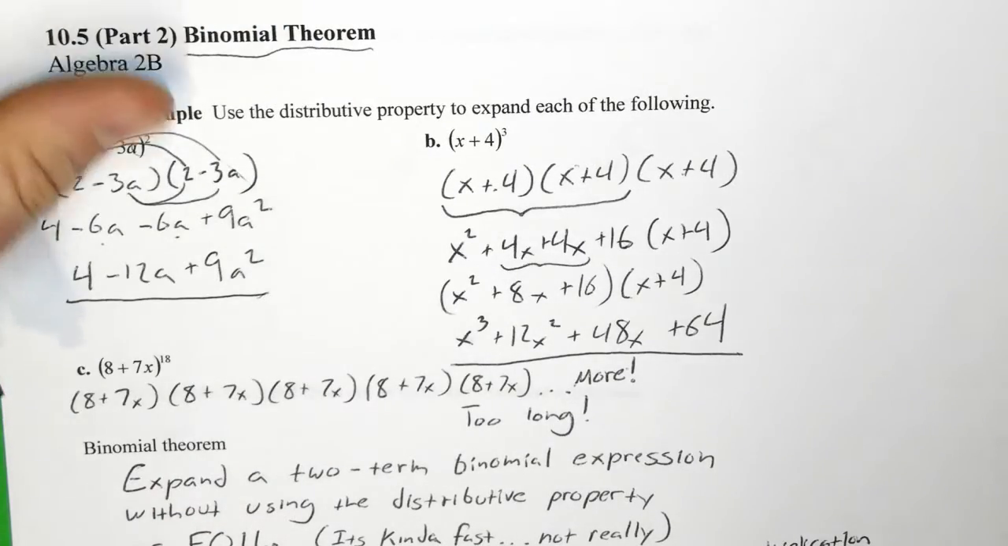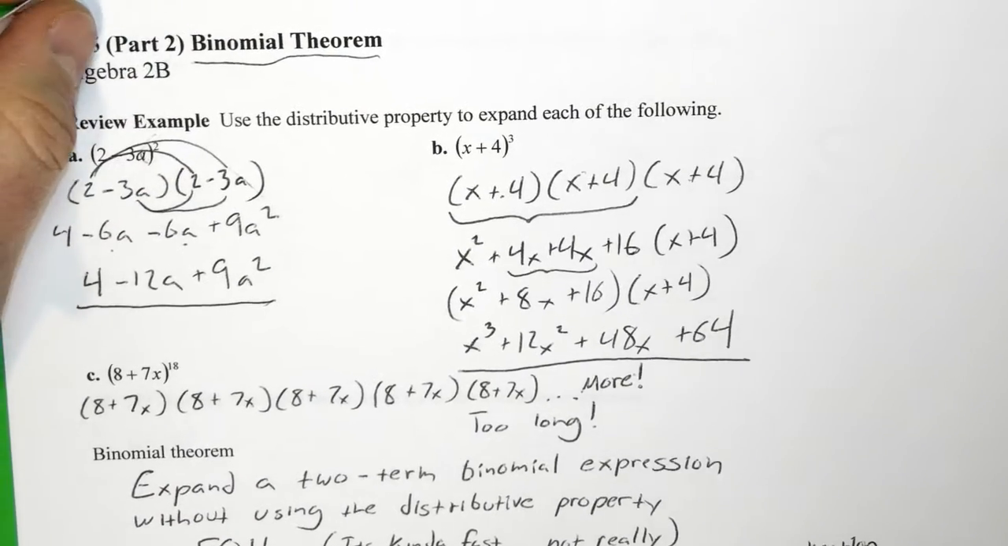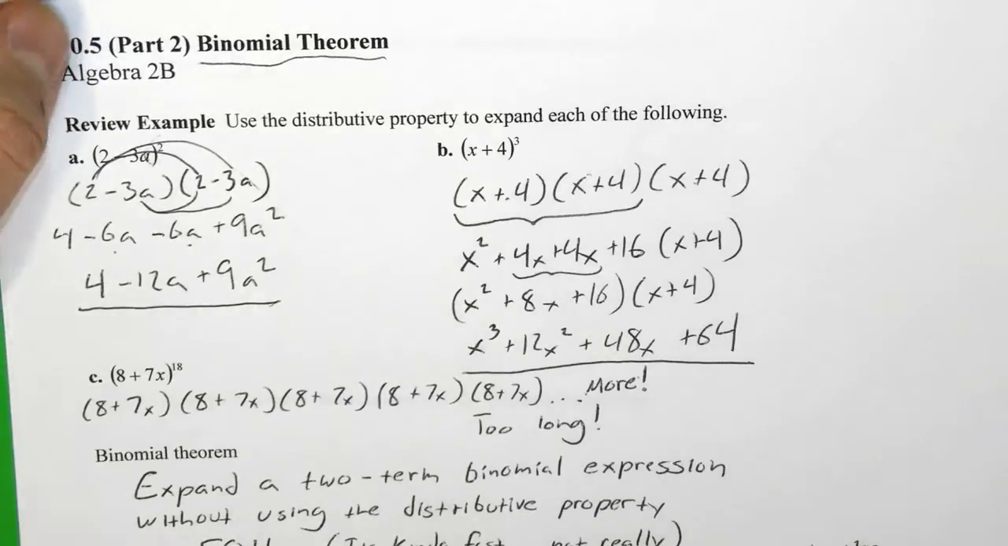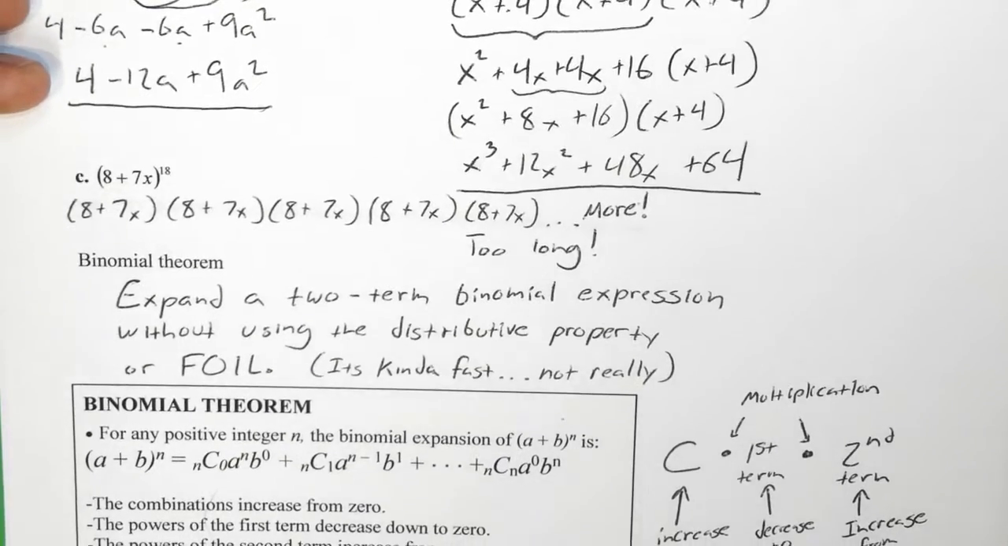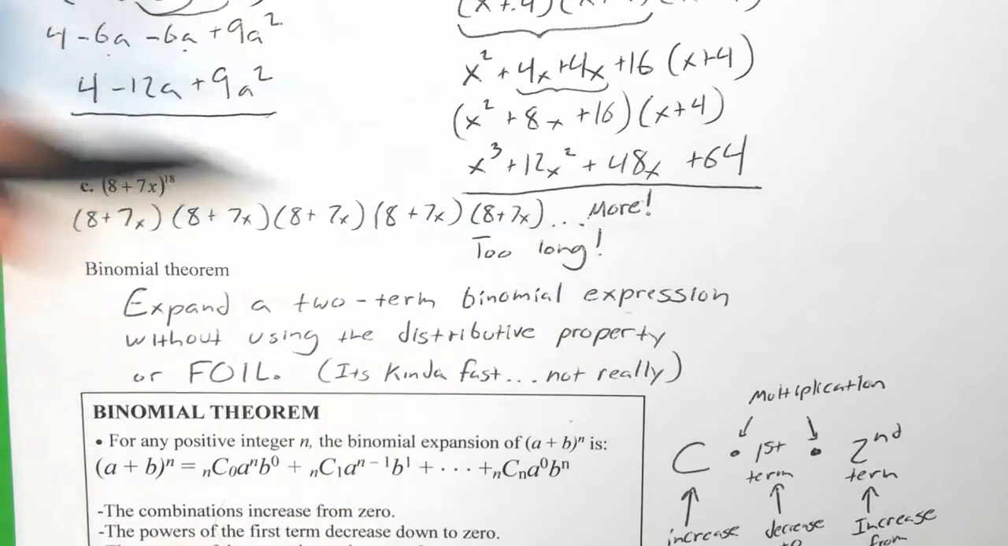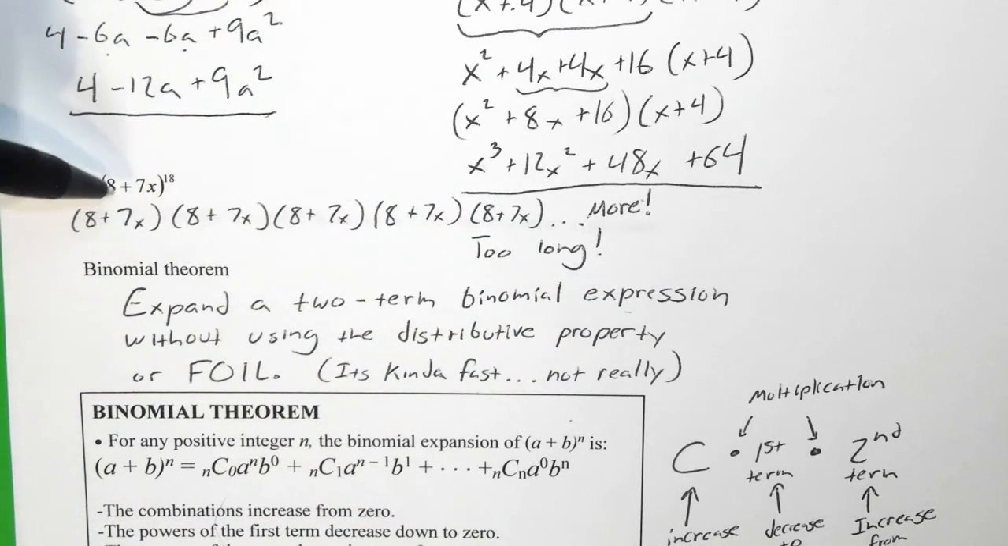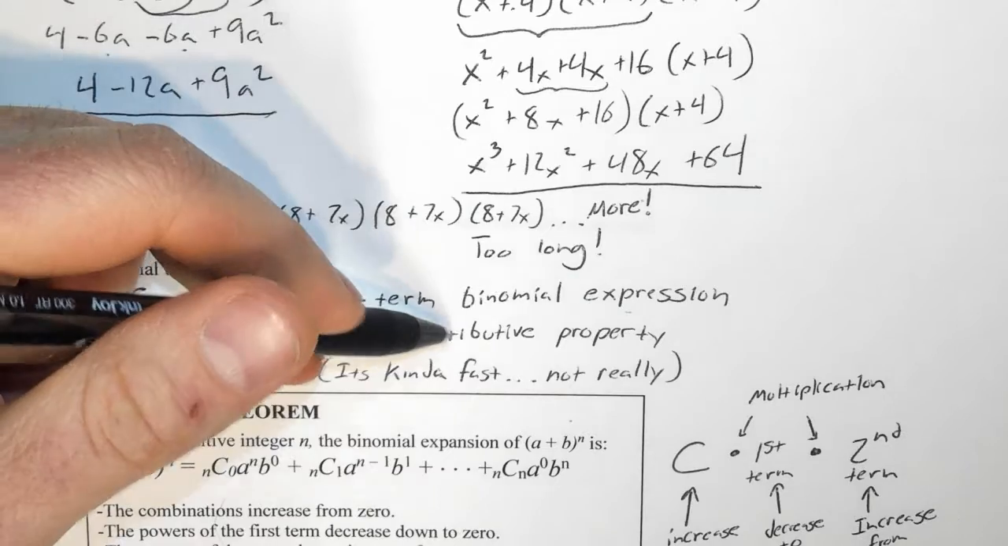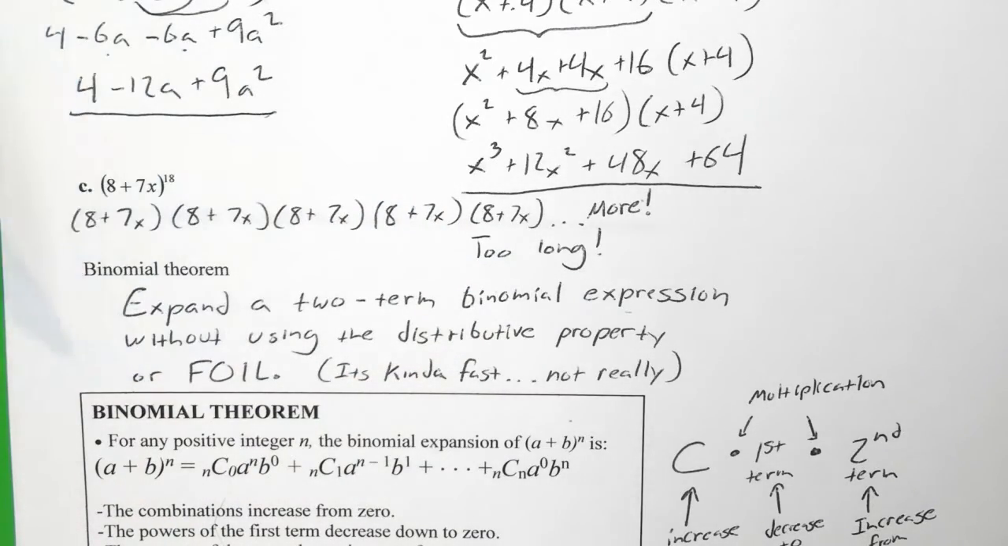theorem. So now, if you want to know what the binomial theorem is, here's the definition. Binomial theorem means that you can expand a 2-term binomial expression, which is exactly what we had up here at the top. Each of them only had 2 terms. But what's going to happen is you're going to do it without the distributive property or without FOIL. This is going to make the problems a little bit faster, so it should be faster.